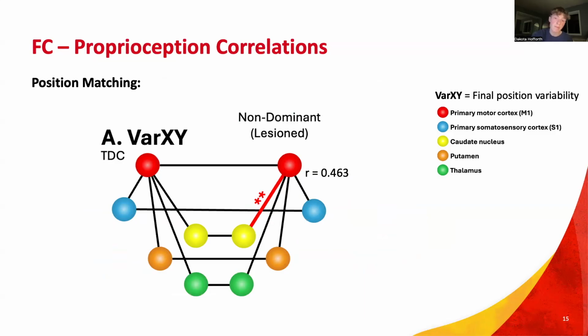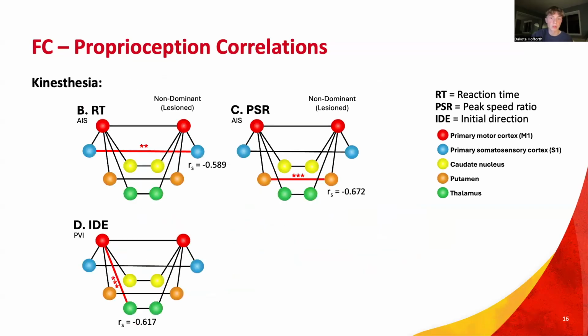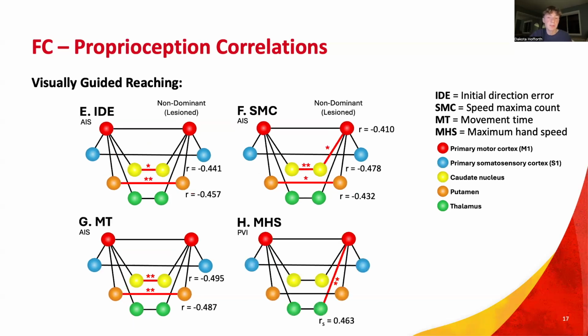For my proprioceptive analyses, I ran partial correlations covariating for age and found significant correlations for all 3 tasks. Firstly, in position matching, I found that caudate functional connectivity was linked to movement variability only in controls. In kinesthesia, I saw that the primary somatosensory cortex, putamen, and thalamus connectivity was correlated to reaction time and indications of movement efficiency, such as direction error, for both types of stroke. Lastly, in visually guided reaching, I found that subcortical connectivity tracked movement accuracy and efficiency primarily in arterial stroke, while it tracked max speed in venous stroke.